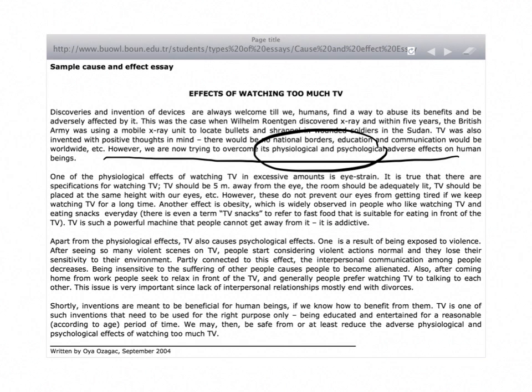Now, the next paragraph is organized to go over the physiological effects. And we can see the common transition words. So it is true, however, another effect, one of the effects. In the next paragraph, the author then goes on to the physical effects.